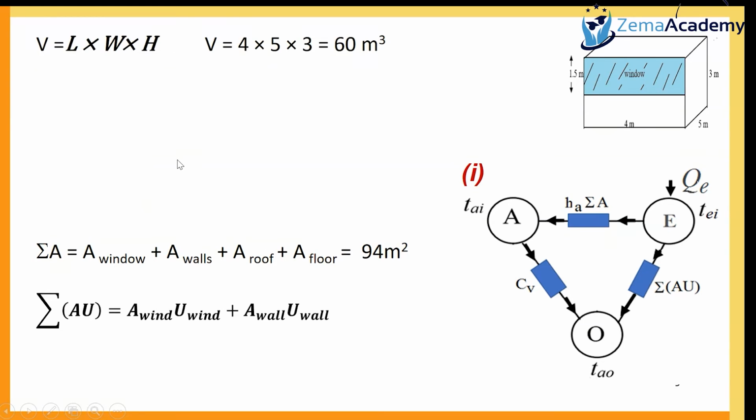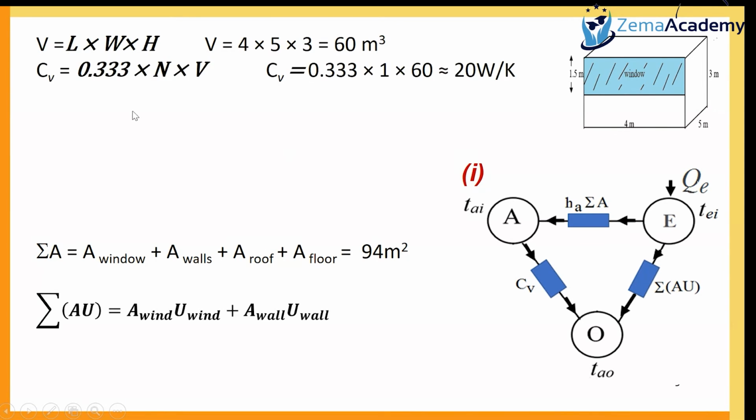So again, the volume is 60 cubic meters. The ventilation conductance that you calculated in your activity came out to be 19.98, so around 20 watt per Kelvin. Then you calculated the areas, right? So we calculated this 4 times 1.5, the area of the window. We calculated the area of the wall.